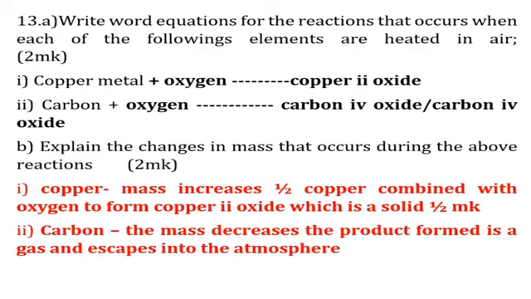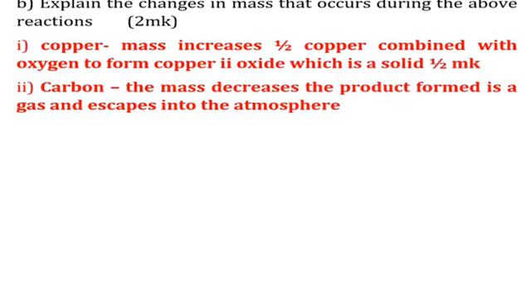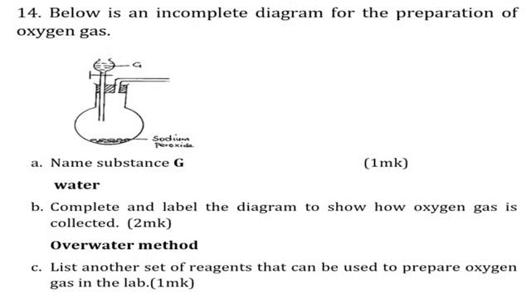1. Copper mass increases, copper combined with oxygen to form copper 2 oxide, which is a solid. Carbon, the mass decreases, the product formed is gas and escapes into the atmosphere. We go to the next one.